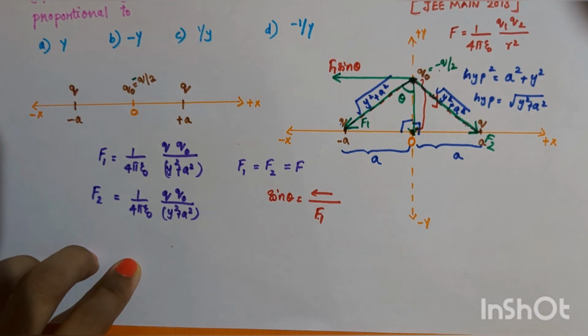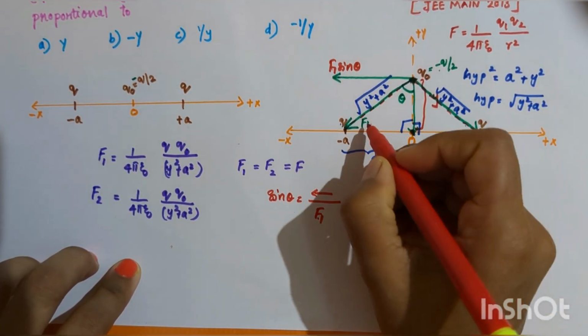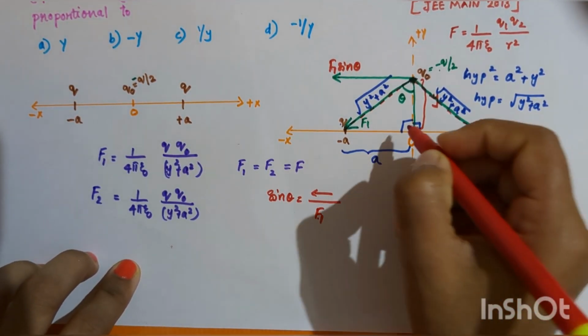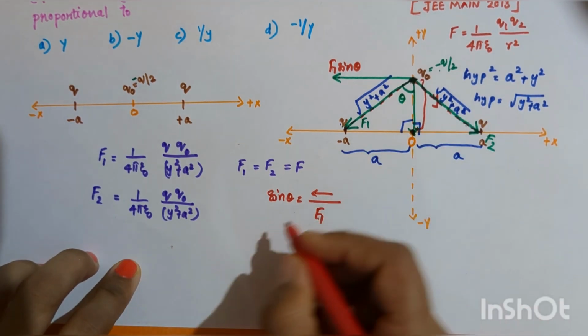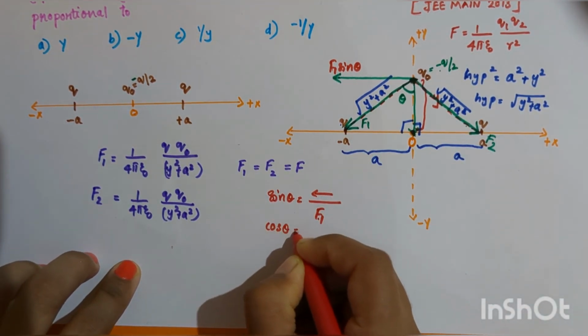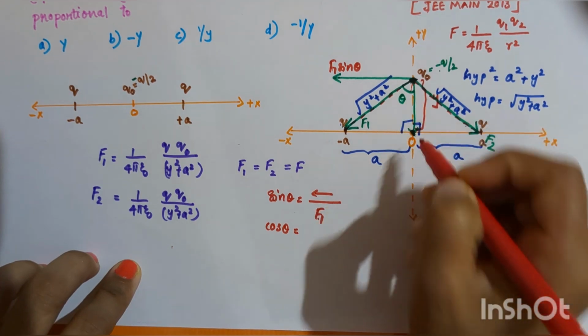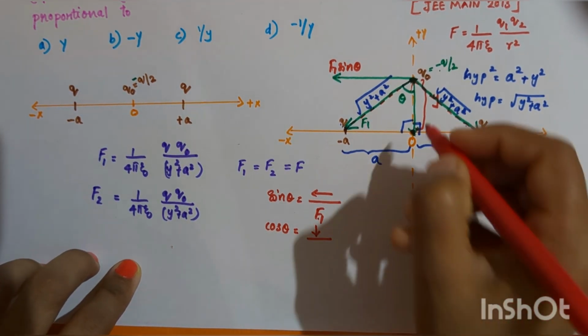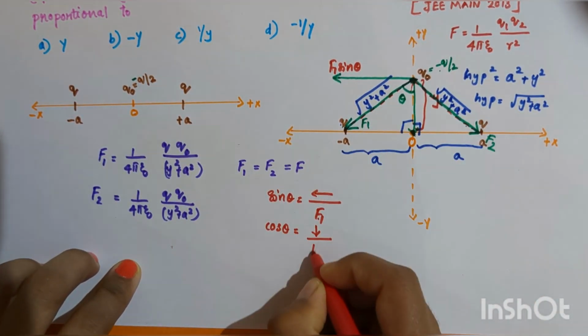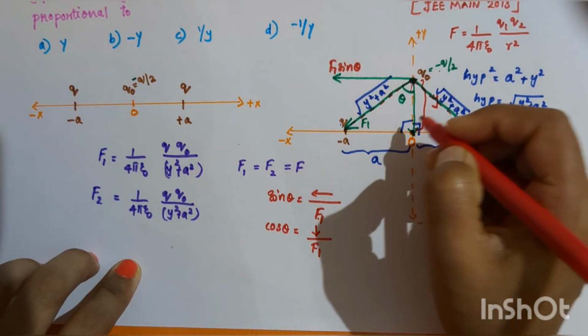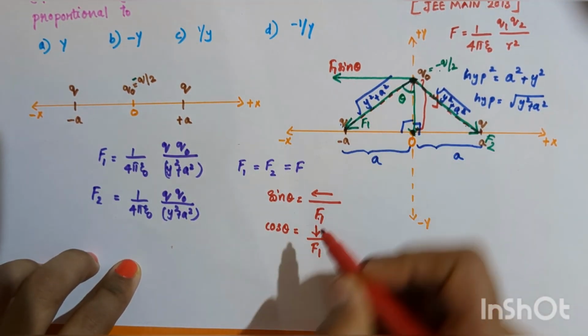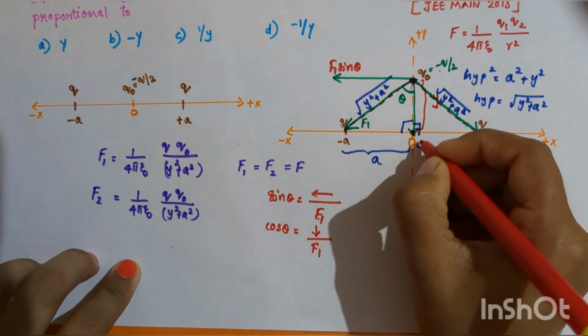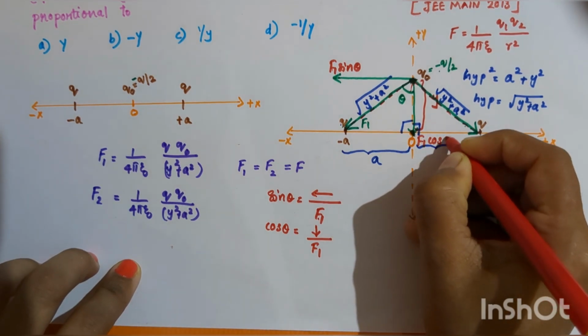Okay, similarly, what about the vertical component of F1? To get the vertical component, we just want to find cos theta here. So cos theta equals adjacent side, adjacent side means the vertical component, divided by hypotenuse, which is the force F1. So this vertical component is F1 into cos theta. So this vertical component is F1 cos theta.